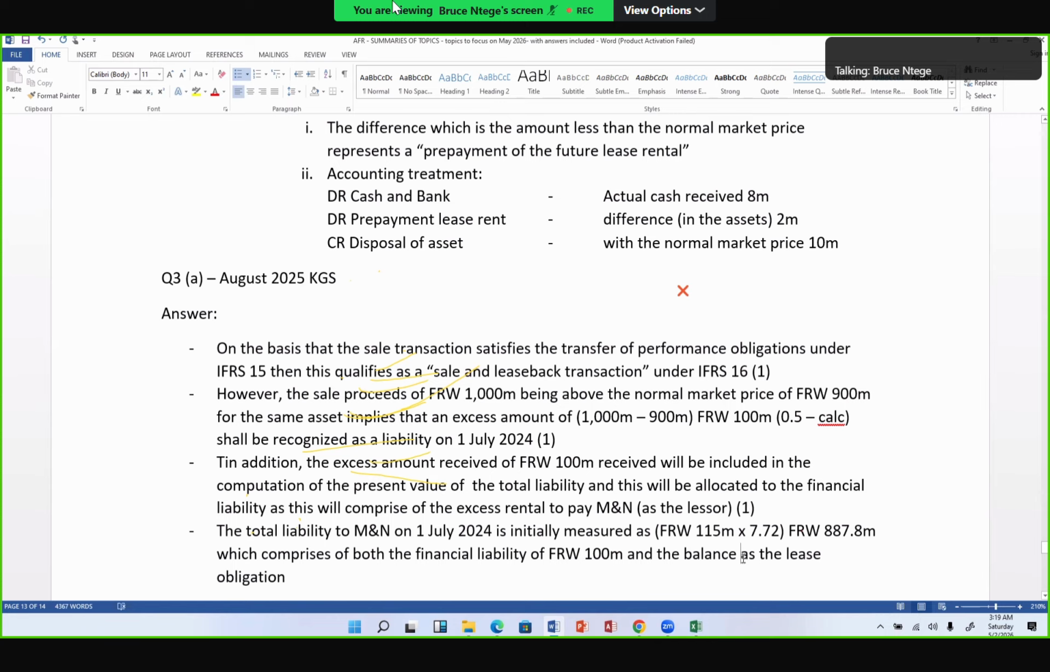If in total we have 887.8 million, then 887.8 million minus the 100 million I'm giving to the financial liability, the balance is going to be 787.8 million as the lease obligation. You can even say as the initial measure of the lease obligation.